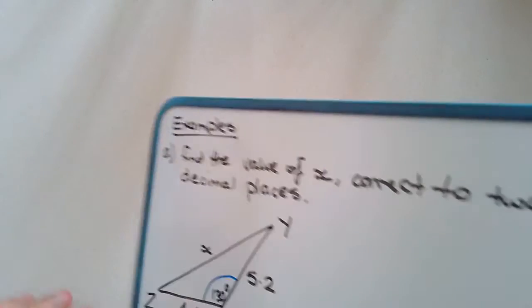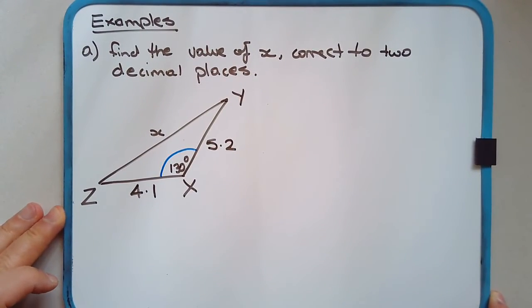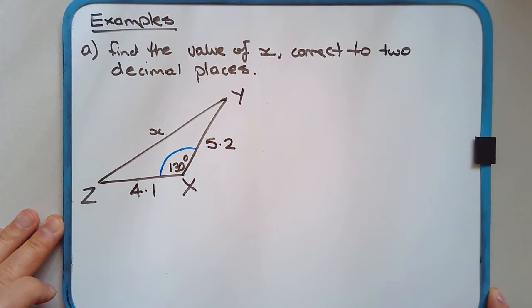In fact, there are two examples we're going to have a look at. One of them is just the basic, just how to use the cosine rule. And the second example involves the use of bearings. In fact, it's a bearing question, and we're going to apply the cosine rule to solve that problem. All right, so first one. Find the value of x correct to 2 decimal places.